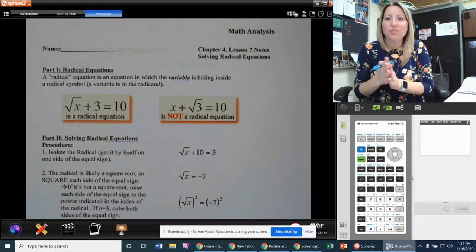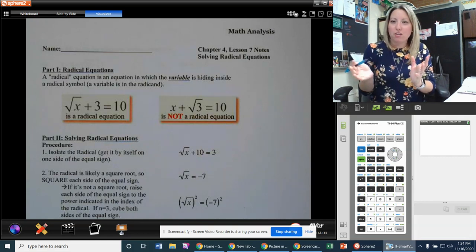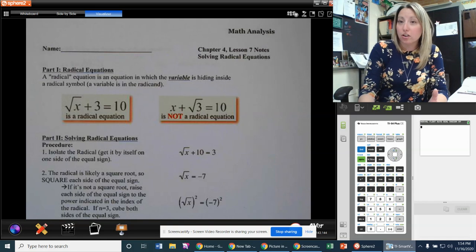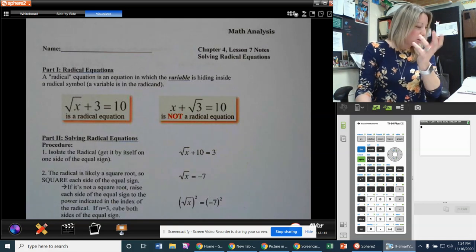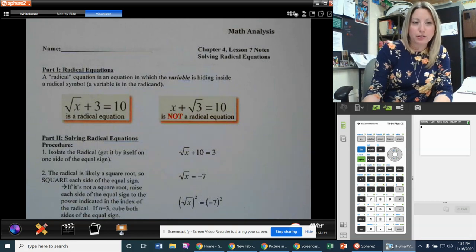Analysis. Let's solve some radical equations, right? This is what we've been building up for. So we've been doing all this operational work with radical expressions, and we have yet to look at any equations. And so here we are. We're going to start finally looking at equations that have radical symbols in them.